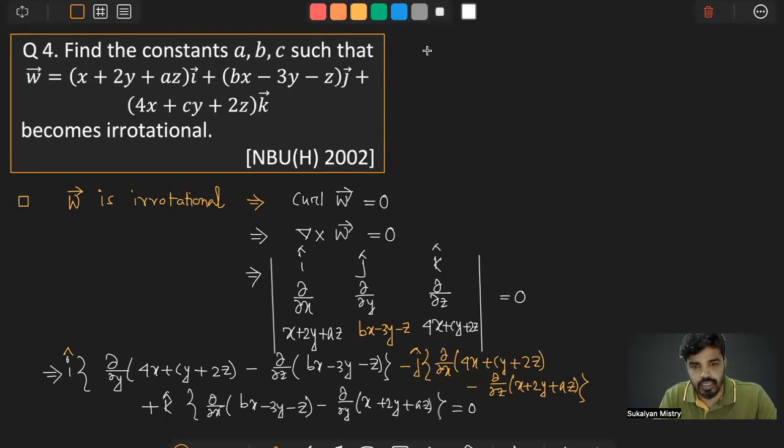Okay, so this implies i. Actually here 0 means 0 vector. Curl is a vector function. So actually here you have to consider the 0 vector.